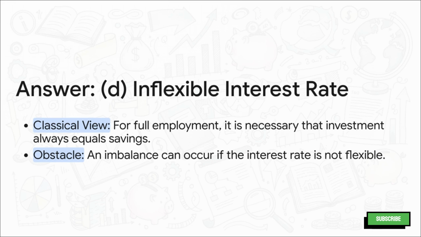See, according to the classical view, for full employment to happen, total savings must equal total investment. And what's the mechanism that balances these two? It's the interest rate. Think of it as the price of capital. If the interest rate isn't flexible and can't adjust to market conditions, then the balance between savings and investment gets thrown off, becoming a major roadblock on the path to full employment.